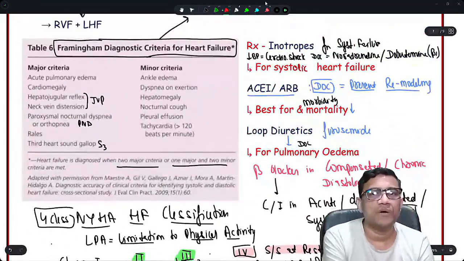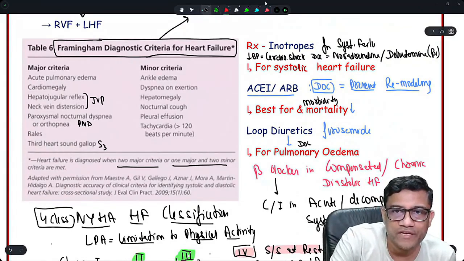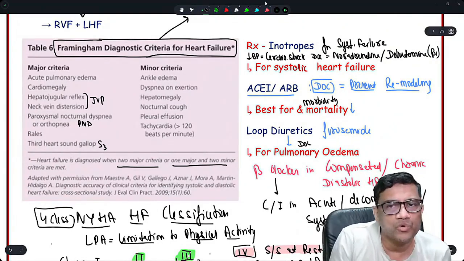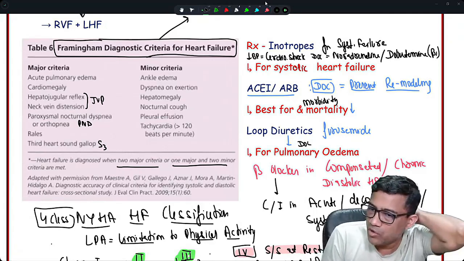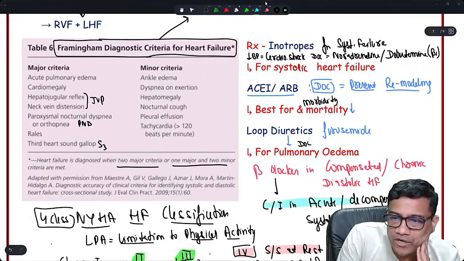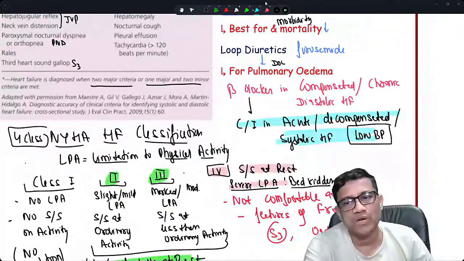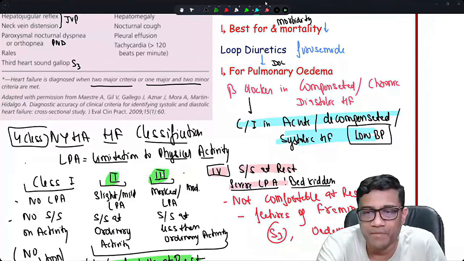So inotropes are preferred for the systolic failure. So if systolic failure, we use inotropes. Don't use beta blockers. Beta blockers are contraindicated. So I will color it. Beta blockers are contraindicated in acute, decompensated or systolic heart failure. Why? They decrease the pumping and BP.